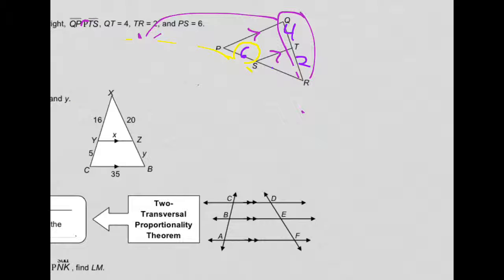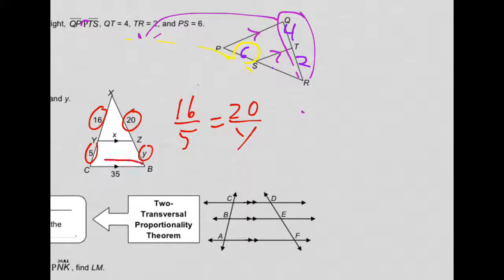Take a look at what 16 is and what 5 is. So 5 is just a segment of this, right? 5 isn't the whole side. Now, that was fine when we were comparing little segments. Here's what I'm talking about. When we compared 16 over 5 to 20 over y, we were just comparing segments, right?